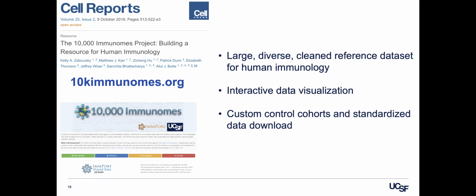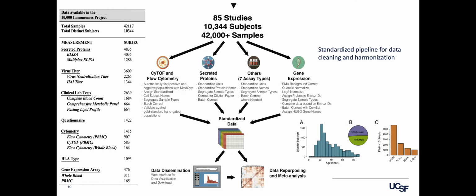And then we subsetted the data to build a large, diverse, clean reference data set for human immunology, and then built interactive data visualizations and provided custom control cohorts and standardized data downloads. So let's spend some time here. We started with 85 studies within ImmPort with 10,000 subjects, for which we had cytometry data for flow cytometry, some lab test data, gene expression data, Luminex data for cytokine profiling, and so on.